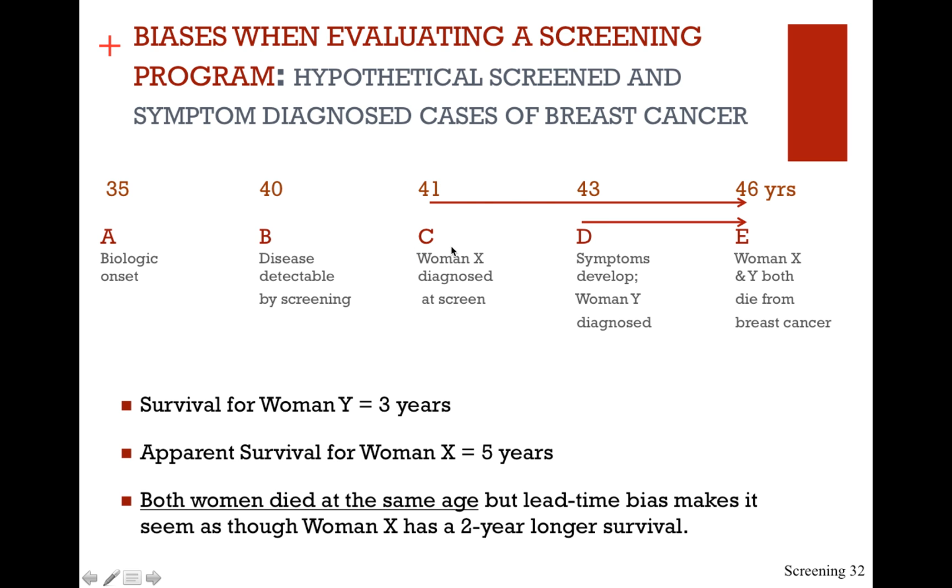So lead time bias makes it look as though woman X survived 2 years longer, when in reality we didn't actually change that. What we would want to see is woman X not living to 46, but living well beyond 46.